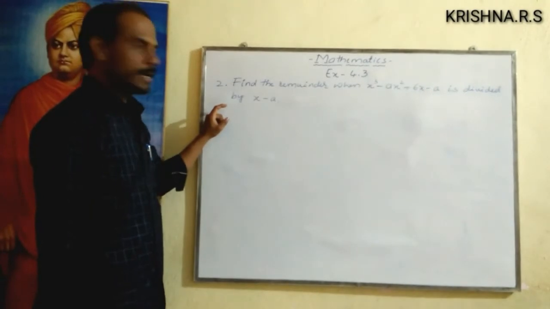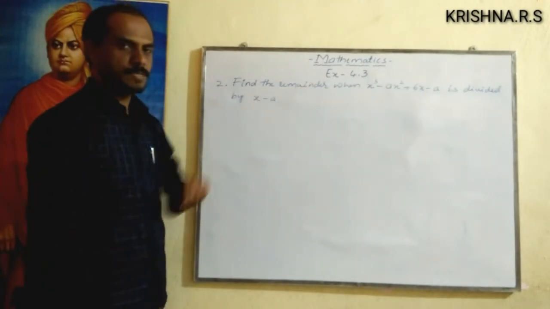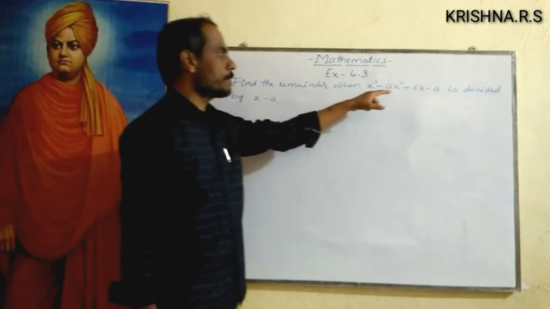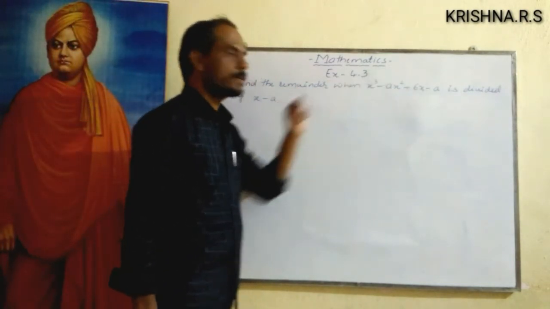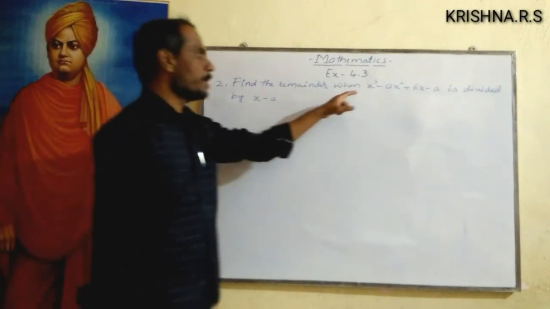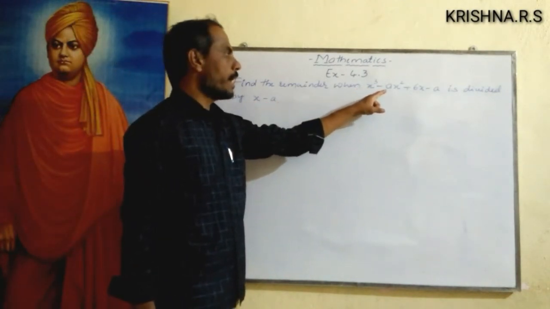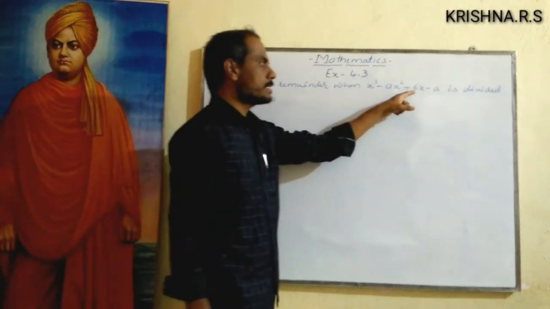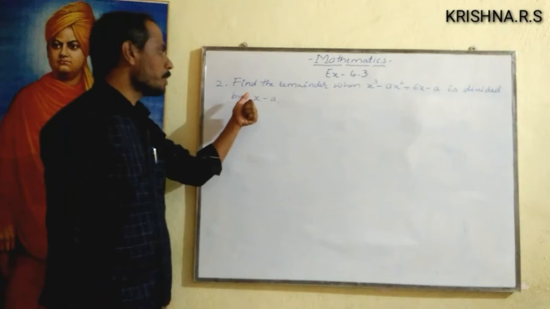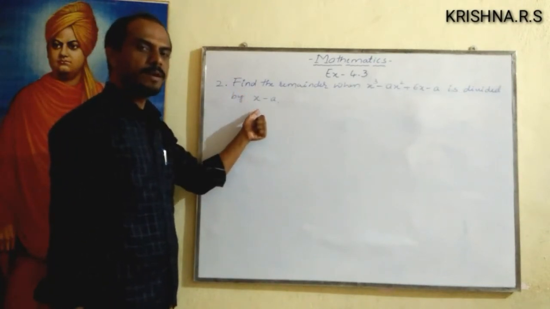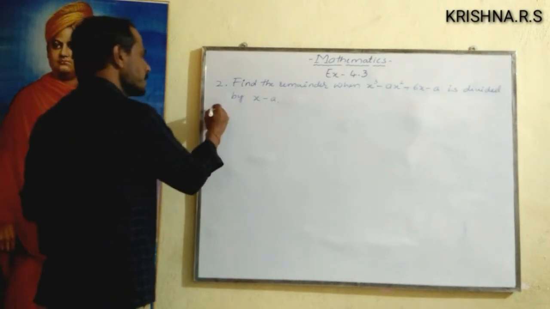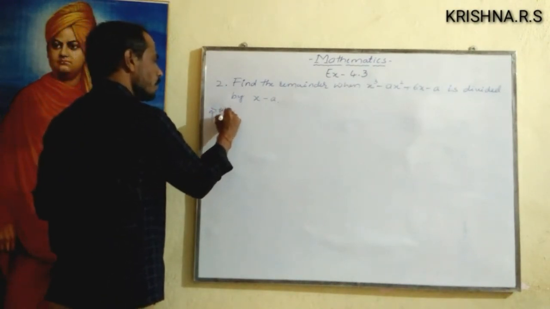Okay, students, the next question, second question of exercise 4.3. Find the remainder when x cube minus ax square plus 6x minus a is divided by x minus a. What is the polynomial? X cube minus ax square plus 6x minus a is divided by another polynomial, that is a linear one. What is that one? X minus a. By using the remainder theorem, how to solve this one?